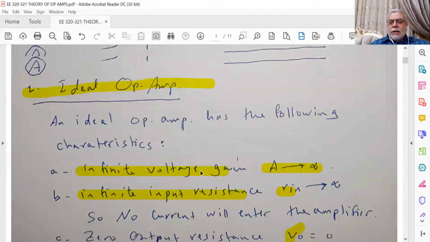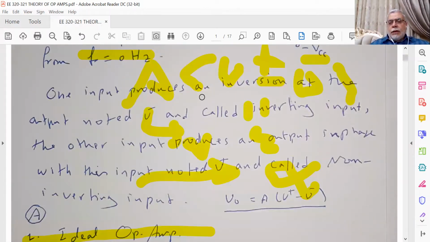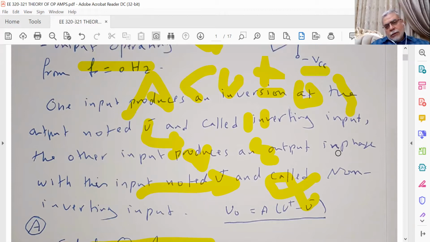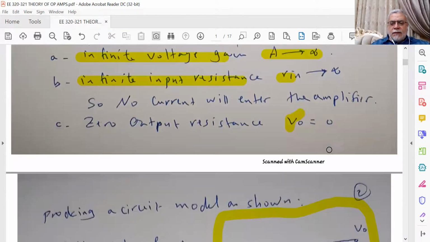So if epsilon here is positive, the output will be plus VCC. If epsilon is negative, the output is minus VCC. Or this means that if V plus is greater than V minus, the output will be plus VCC. If V minus is greater than V plus, the output will be minus VCC.